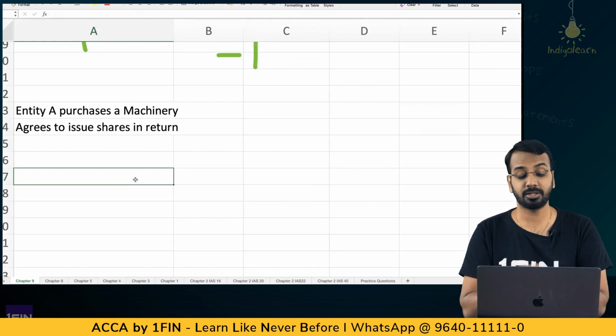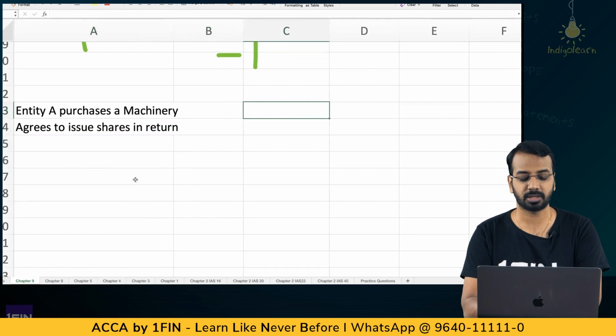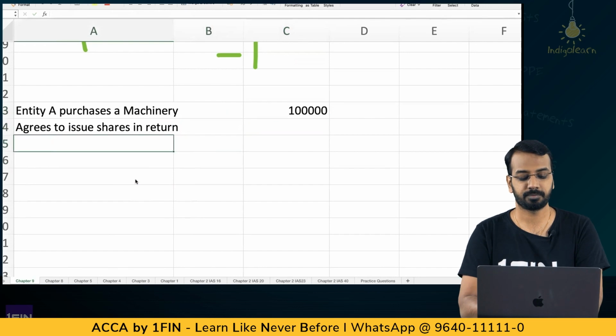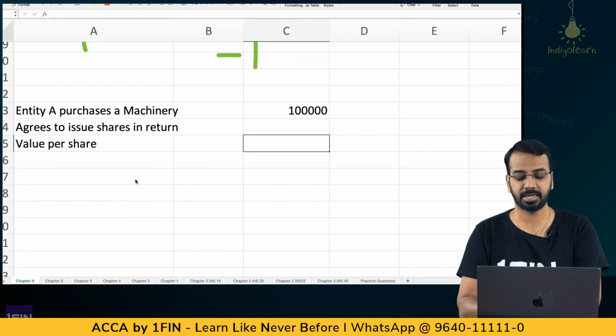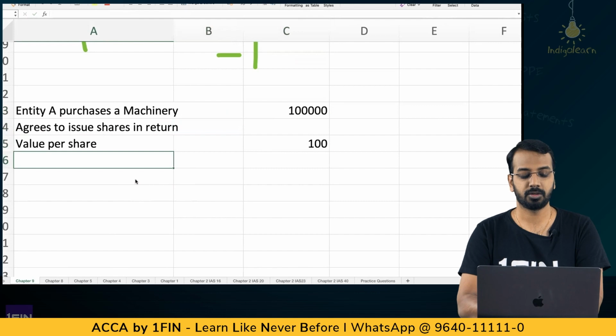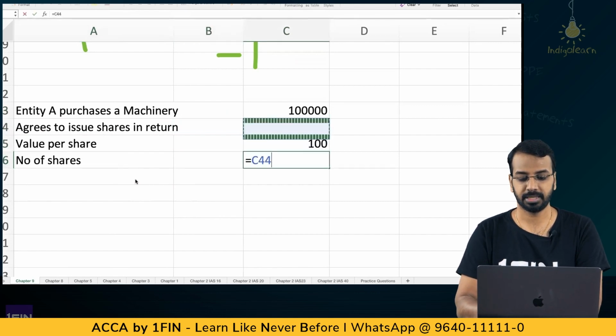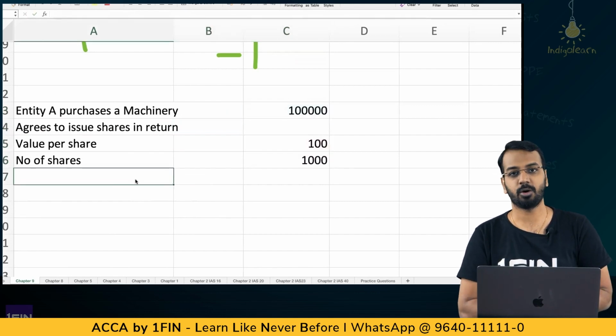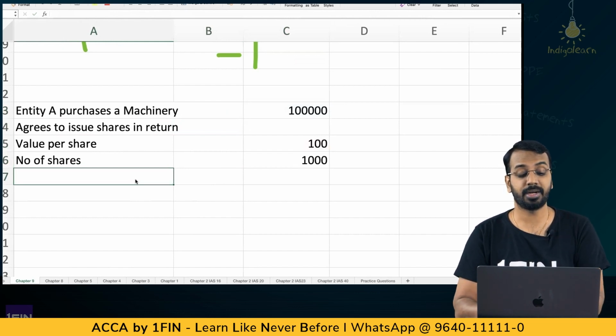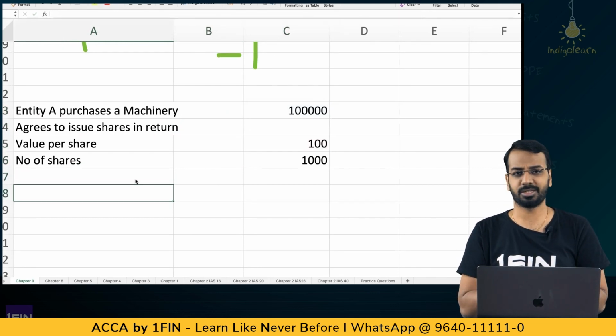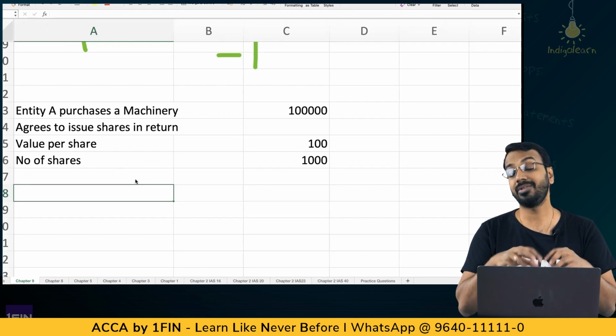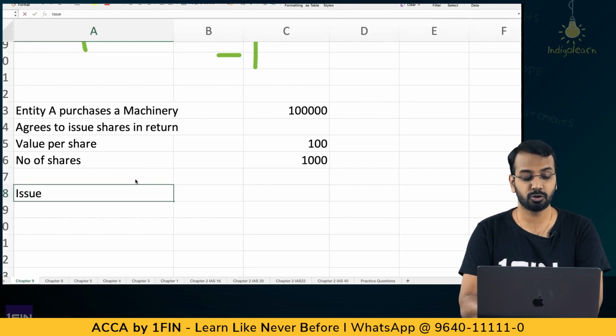Now when shares are issued, there could be two ways to arrange this transaction. Say for example, today the machinery is worth rupees 1 lakh, and the value per share is, let us say, 100. So the number of shares is 1 lakh divided by 100, which is 1000. Now, in this arrangement, the entity says, I have purchased a machinery, it is delivered, but I will issue 1000 equity shares in future, let us say after 1 month.